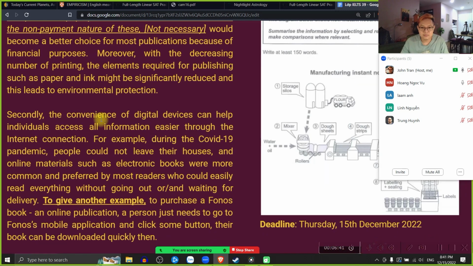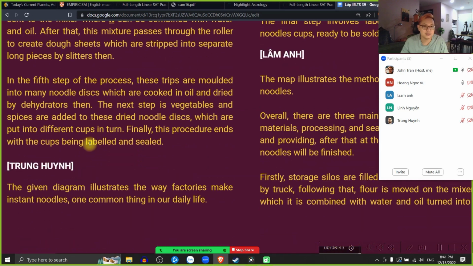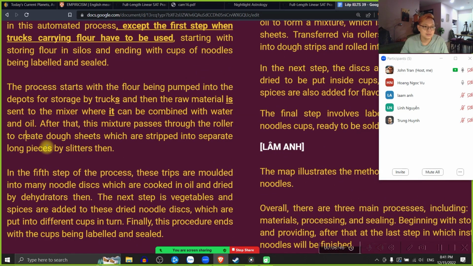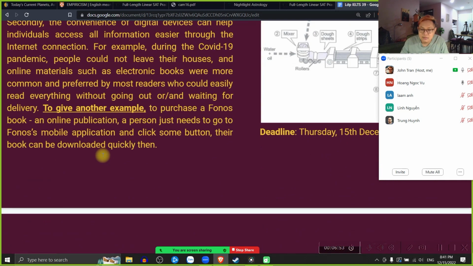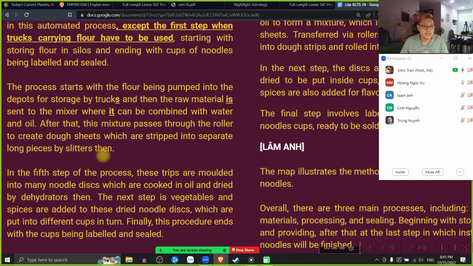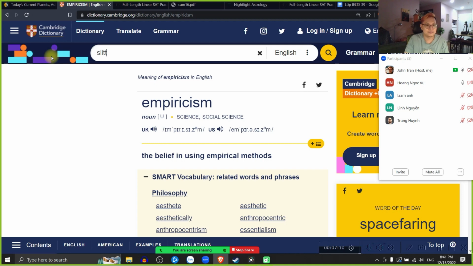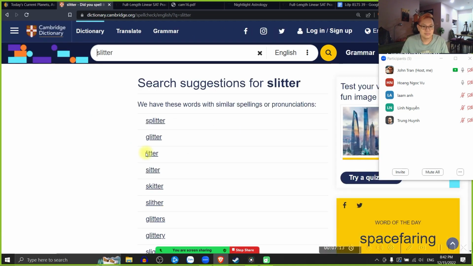Wait, is it called roller? Có roller này. Dough sheets, which are stripped into separate long pieces by slitter. Wait, slitter? Dạ, máy cắt đó thầy. Is it called slitter or cutter? Or slicer? Is it slicer? Yeah, slice. I think slicing machine. Also called cutting machine, I think. What is slitter? You mean splitter or what?